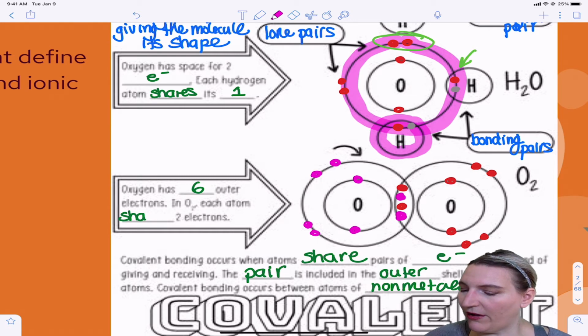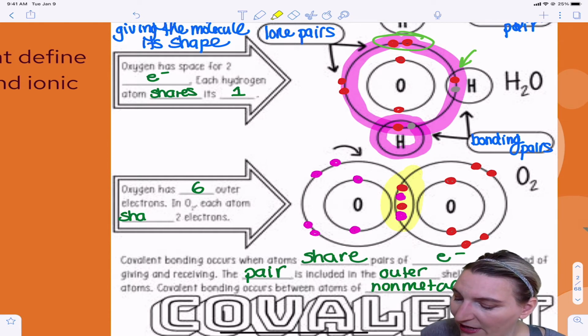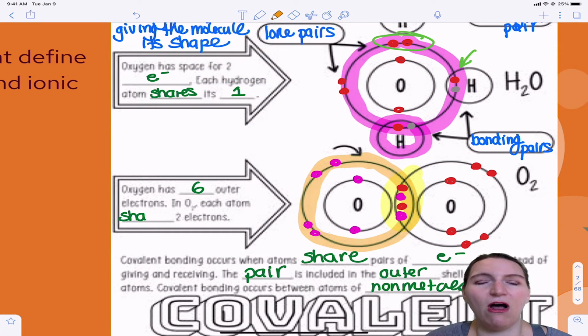And what is a double bond? Well, a double bond is what we see right here in the middle, where one oxygen shares 2 electrons, the other oxygen shares 2 electrons. So they share 4 electrons, which is 2 bonds. And again, if I look at the outermost energy level of this oxygen atom, I see, yes, there are 8 valence electrons.